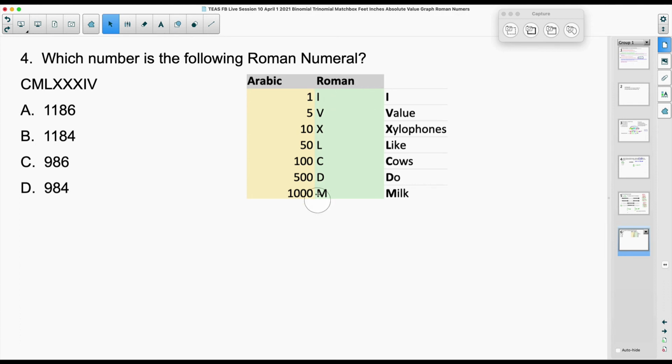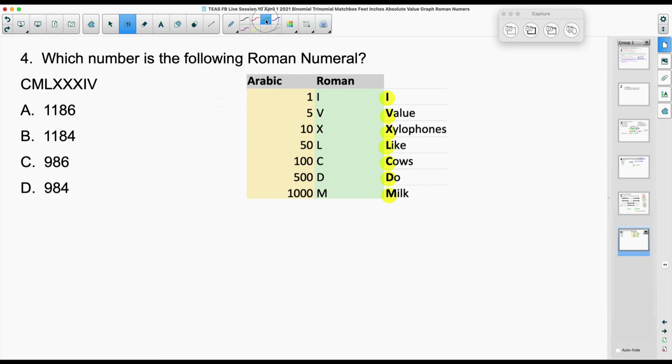So these are our Roman numerals. I value xylophones like cows do milk. Okay, maybe y'all have already seen that, but notice the first letter matches our Roman numeral. And you're like, okay, I got that, but now I got to remember all these numbers. Check this out. There is a pattern. If you can remember I value xylophones like cows do milk, you can probably write this down in about 5 seconds on the TEAS test if you run across a Roman numeral problem.